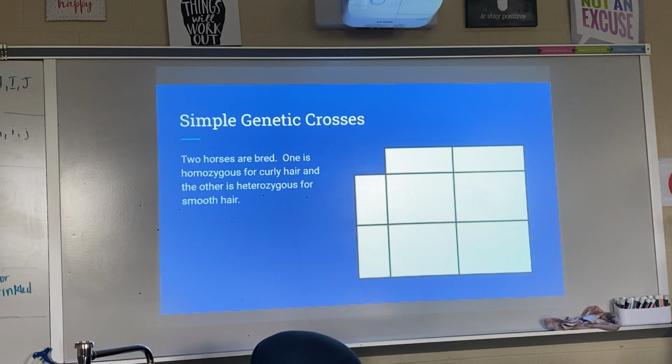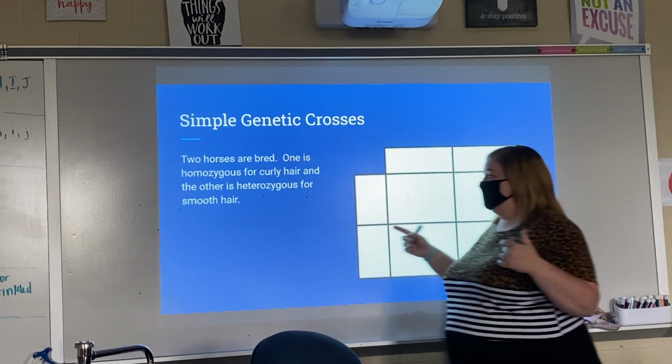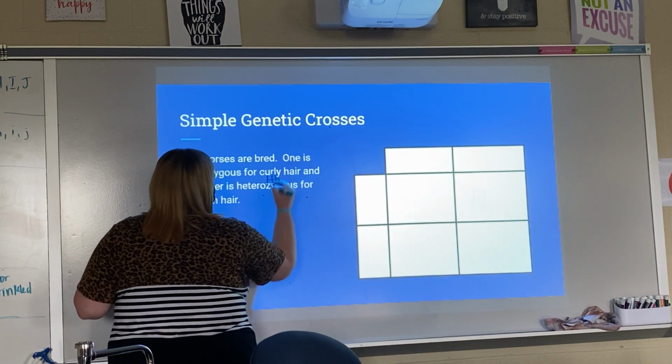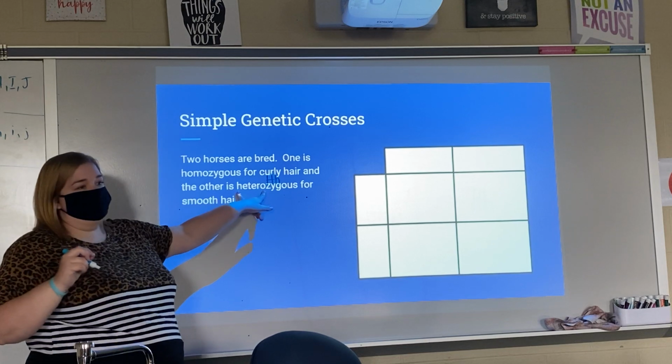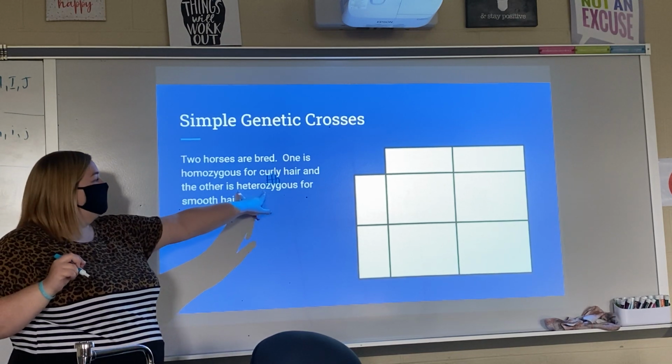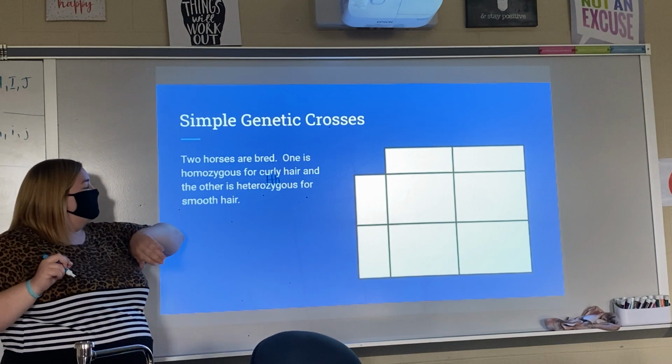So it says two horses are bred. One is homozygous for curly hair, and the other is heterozygous for smooth hair. We can use H again. Where do we start? What's the easiest place to start? Well, obviously the parents, but the heterozygous one. If we use H, we know he has to be big H, little h, because remember, hetero means different. That's in your foldable. So we know he's heterozygous.